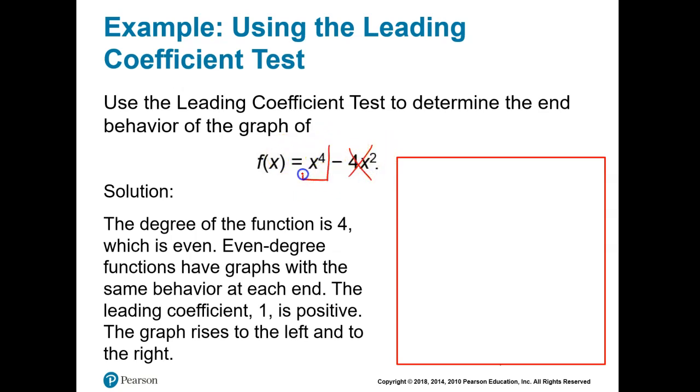Right? This is the leading term. It's the highest power term. And it's got an even power, and the leading coefficient, which again I could just call a sub n, is equal to positive 1. Right? 1x to the fourth.